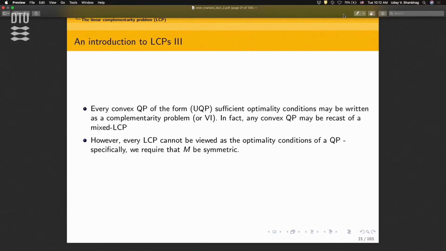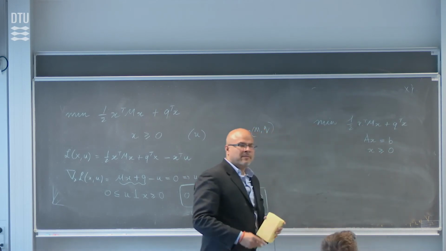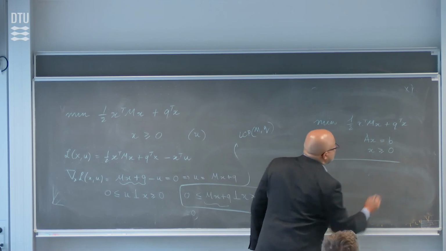So every convex QP of this form, QP being quadratic program, has sufficient optimality conditions that can be written as either a complementarity problem or a VI. In fact, any convex QP may be recast as a mixed LCP. I don't do mixed LCPs much in this class, but let me tell you what they are so that you understand how to deal with them. Suppose I had an Ax equals b here. If I wanted to write down the necessary and sufficient conditions, how would I proceed?